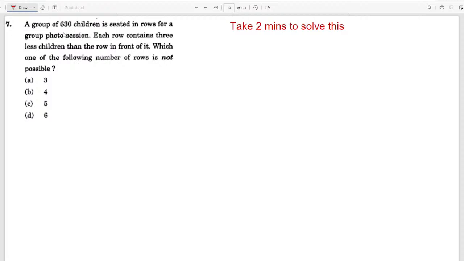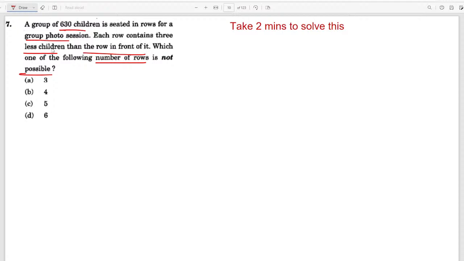A group of 630 children is seated in rows for a group photo session. Each row contains 3 less children than the row in front of it. Which of the following number of rows is not possible?